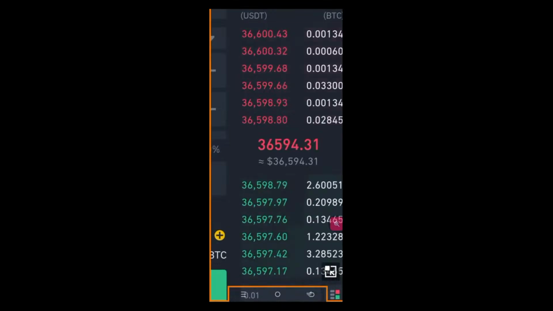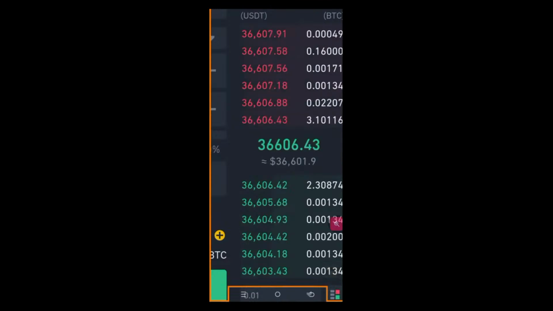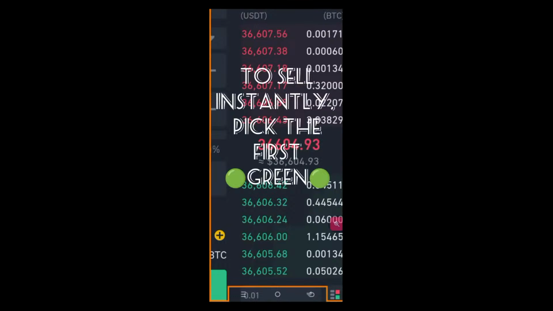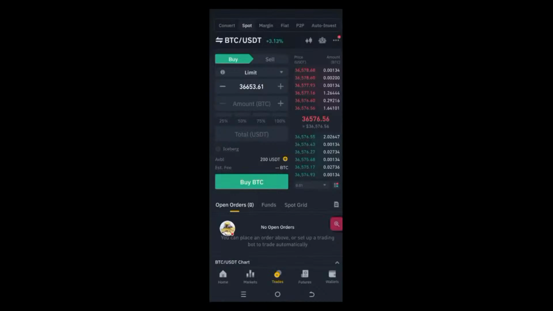So remember, if you want to buy, you pick the first red. That's going to be a slightly higher price, and you must do all the simulations to be sure you're going to make money. To sell immediately and instantly, you need to pick the first green. So I wanted you to understand the concept of the order book, because that's very key. Whether you're doing spot trading, inter-exchange arbitrage, or triangular arbitrage, these are the same steps. These are the things you must take note of.